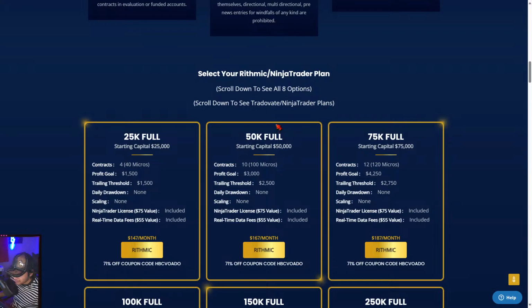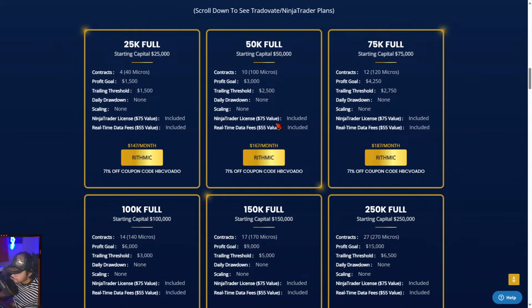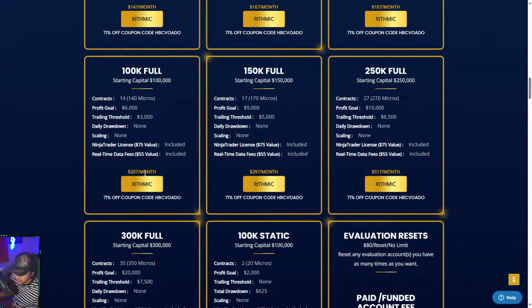Okay, let's check out what we can. I'm gonna go with 100k. So 100k is coming at 207. 14 contracts. Profit goal is 6,000. Reasonable. Trailing threshold 3,000. So this is my balance, okay, folks. I just have more leverage, but this is the balance. So 3,000. We're gonna manage our risk. And the way I do it is like 0.5%, and for the low probability ones I see, 0.25%. So daily drawdown none. What do they mean by this?